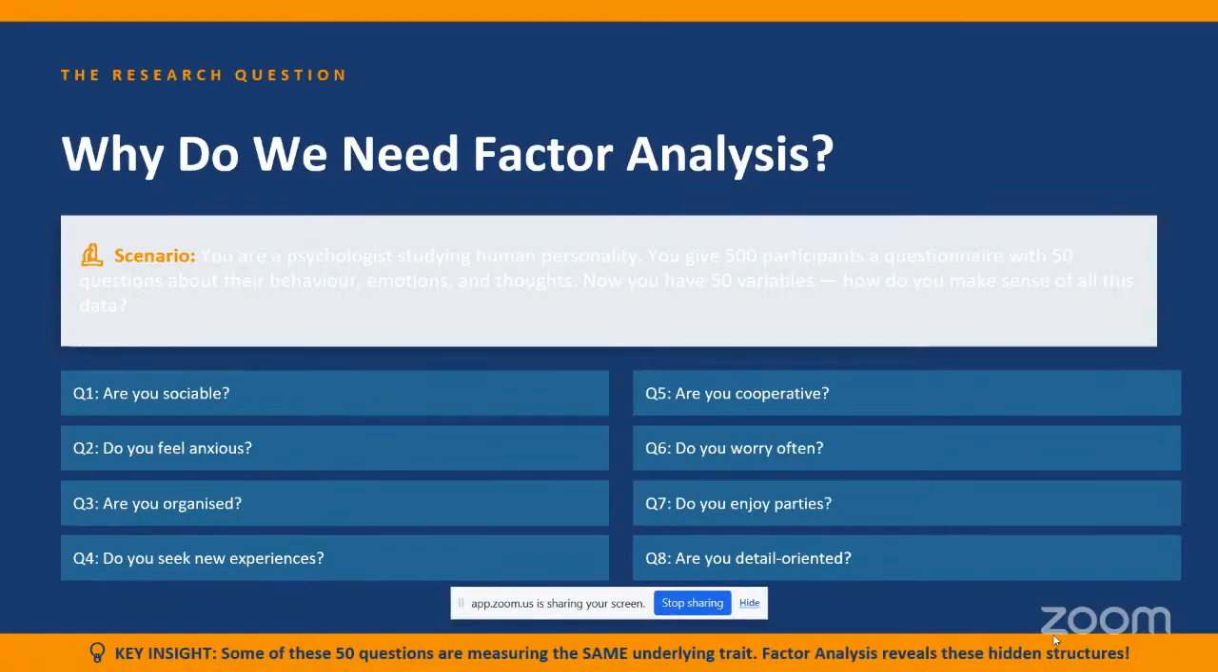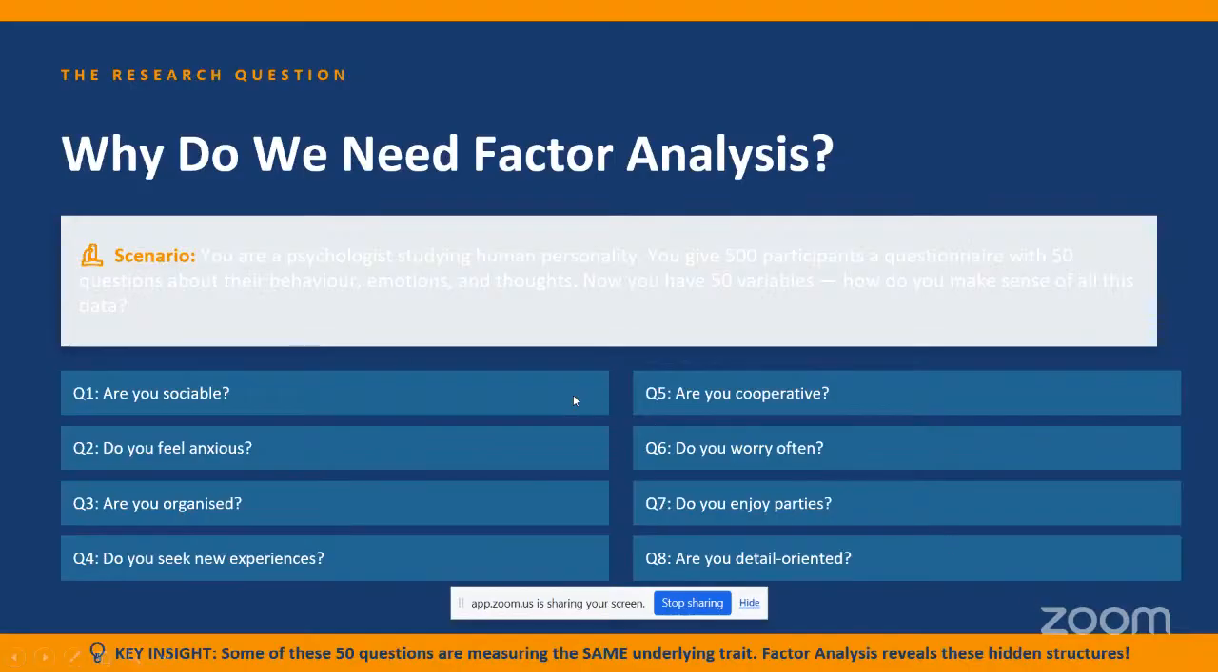So, suppose you are a psychologist studying human personality, and you have 500 participants in a questionnaire with 50 questions. Okay, and you want to know about their behavior, emotions, and thoughts. Now you have 50 variables. If you consider each question as one variable, then you have 50 variables. How do you make sense of all of this data?